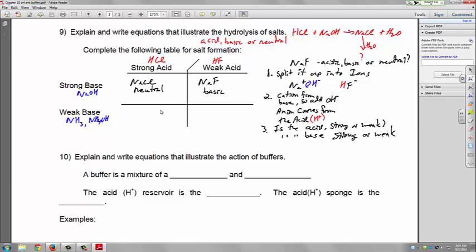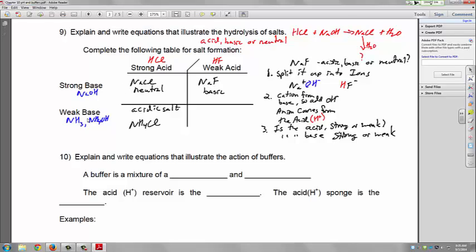So the next quadrant here, we have a strong acid, HCl, and a weak base. The strong acid beats up that weak base. We're going to have an acidic salt. And the salt we get here is going to be ammonium chloride.